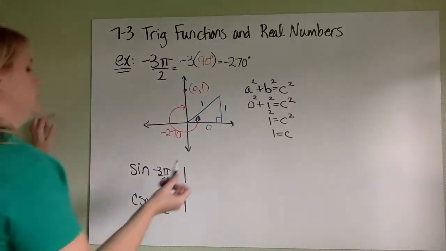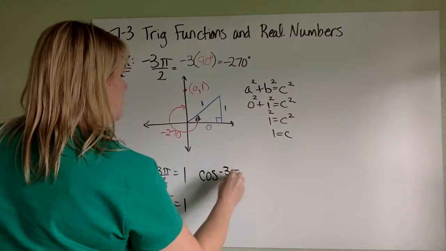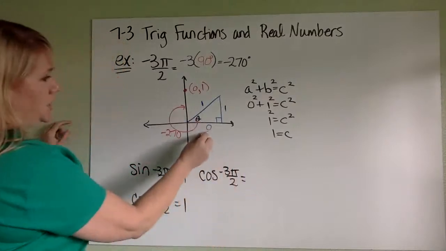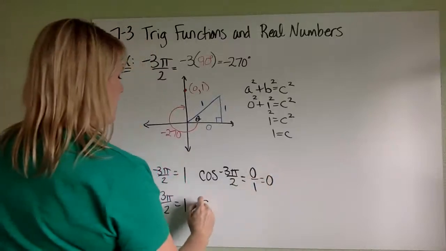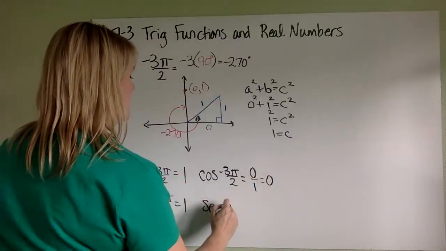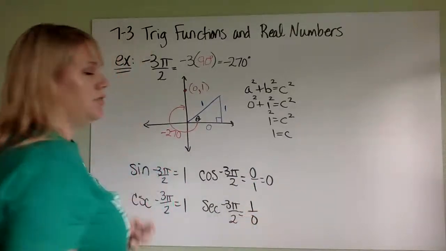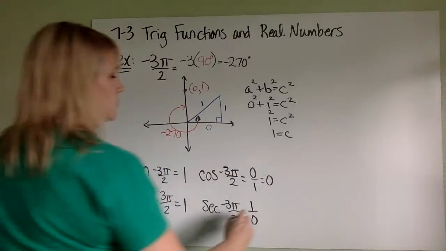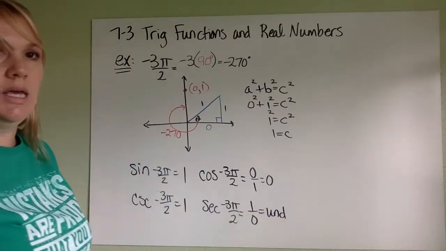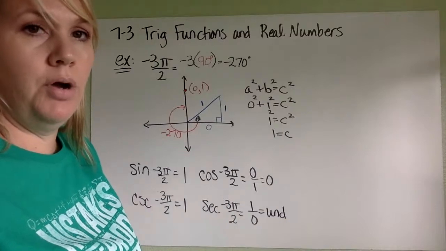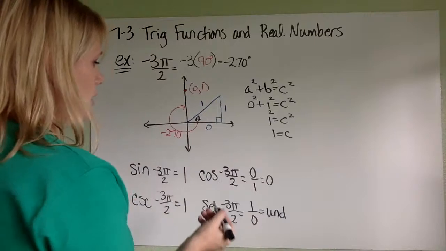The cosine is adjacent over hypotenuse, so just 0. That means that my secant, when I flip that fraction over, the 0 is in the denominator of the fraction, which means it's undefined. Please abbreviate U and D, and I think maybe in the book, the online, you might have to type it in undefined, or it might give it to you as an option.